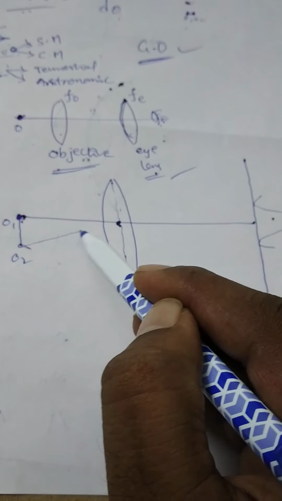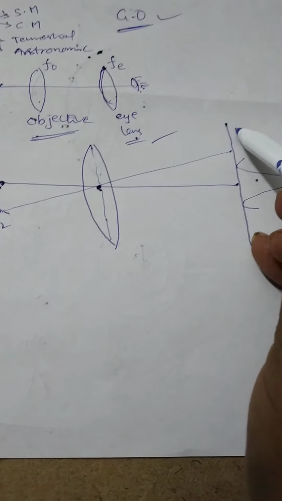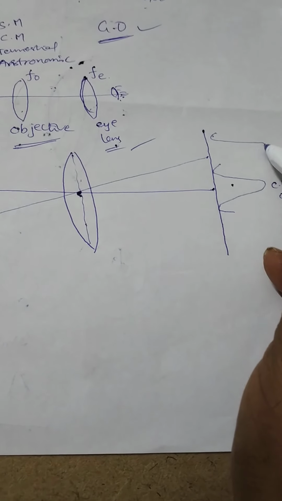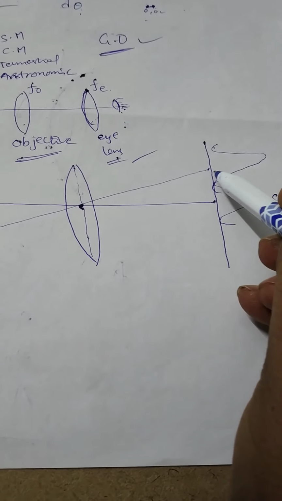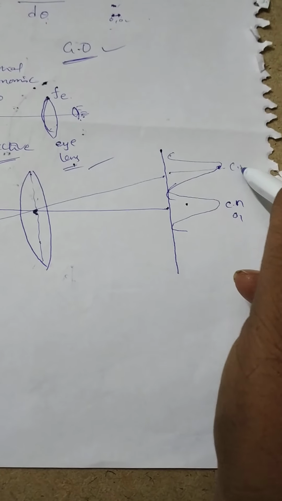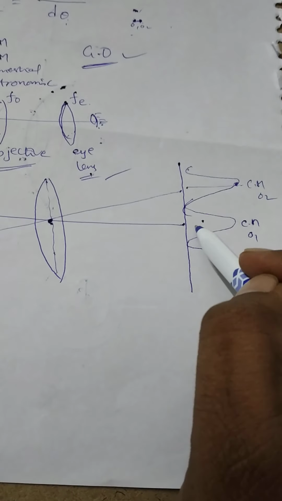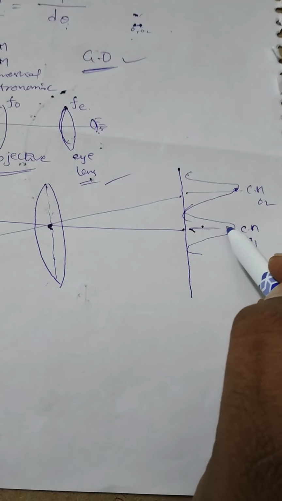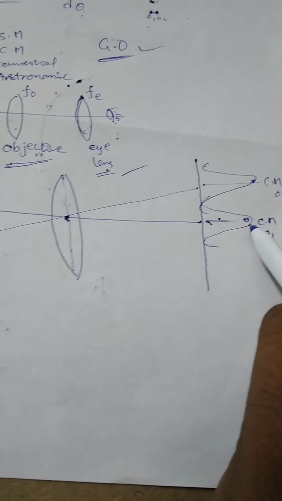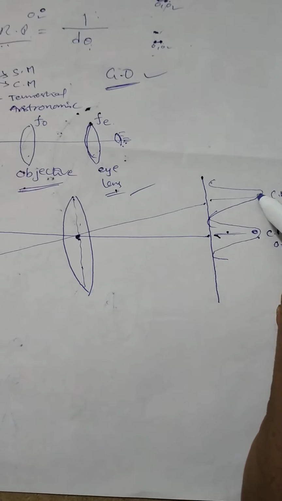Corresponding to O2, the diffraction spread is observed on the screen at this point. So this is the diffraction spread, with the central maxima corresponding to O2. Do you understand? This is the position of the image formed by O1. This is the image formed by O2.